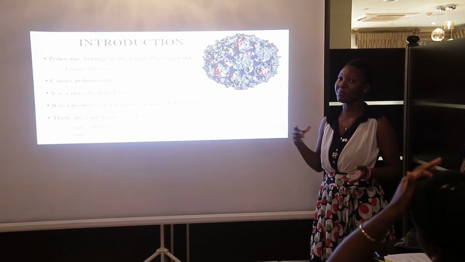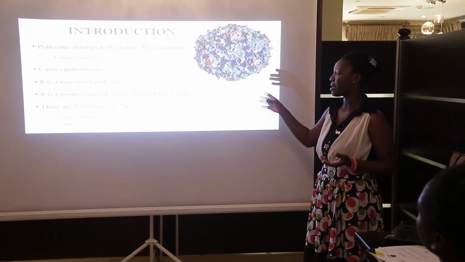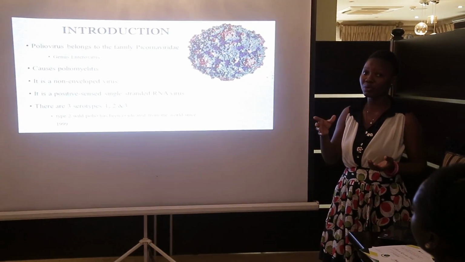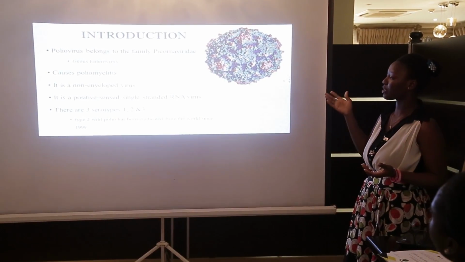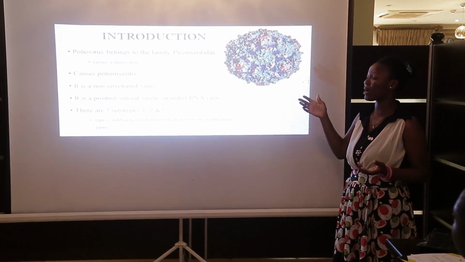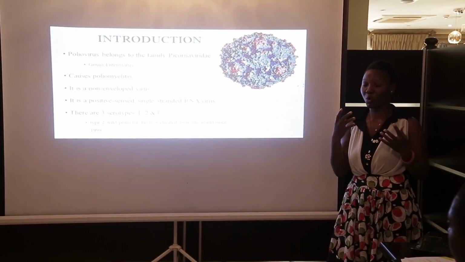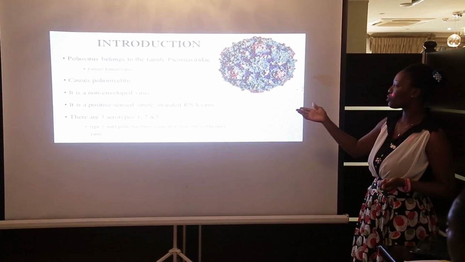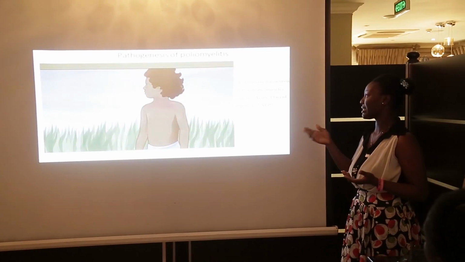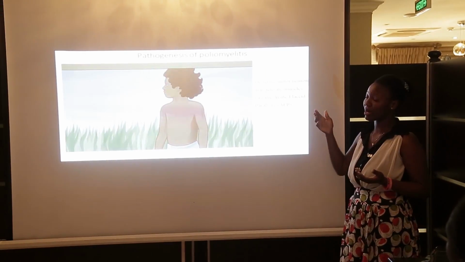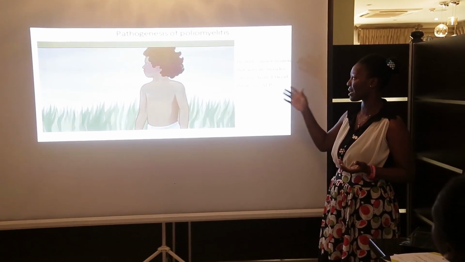It doesn't have a nuclear membrane around it, but it is a positive sense single-stranded RNA, meaning its RNA can be used as a messenger RNA in the synthesis of its protein. There are three serotypes, serotype 1, 2, and 3, and these serotypes are differentiated by the capsid on the virus. So type 2 wild polio has been eradicated from the world since 1999, and it is transmitted from one person to another by oral contact with the fecal material of an infected person.